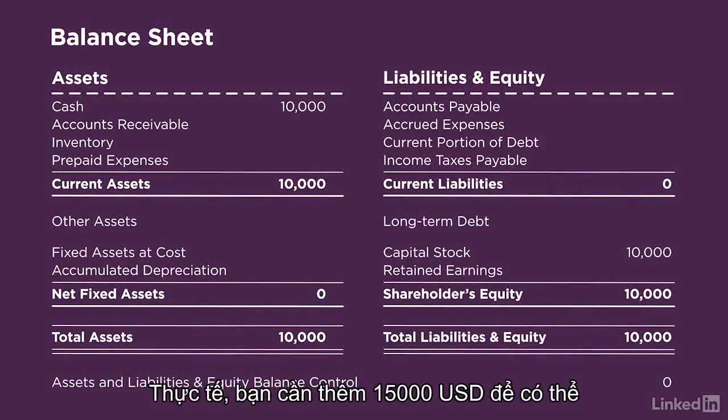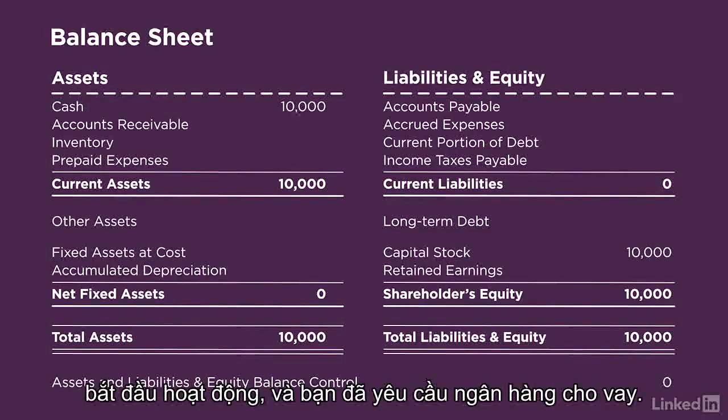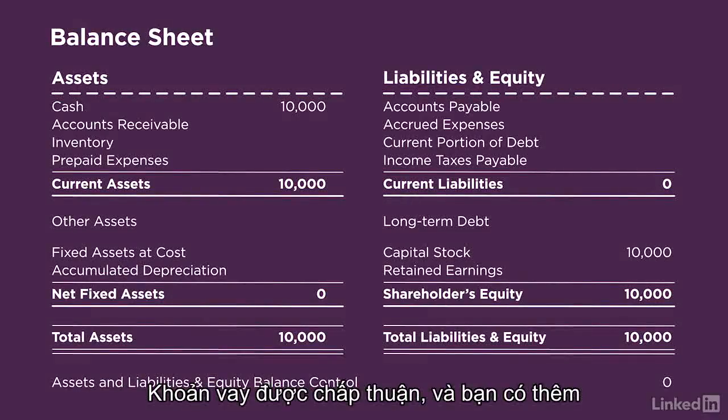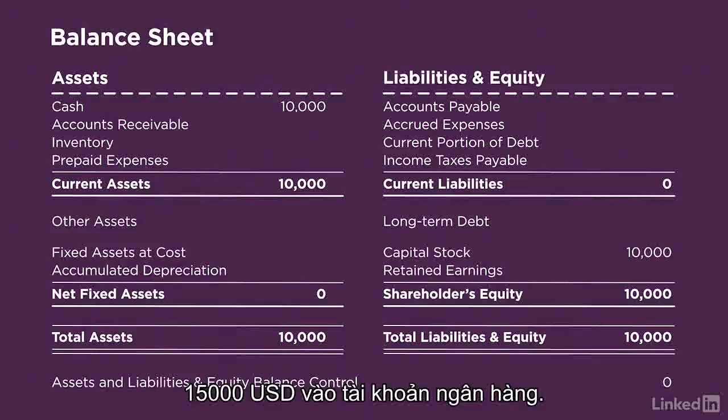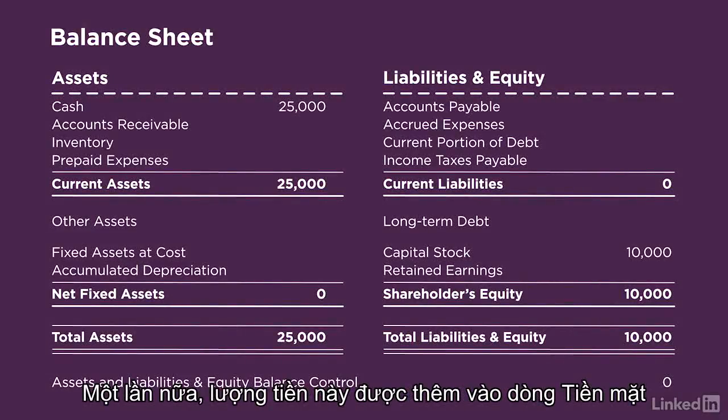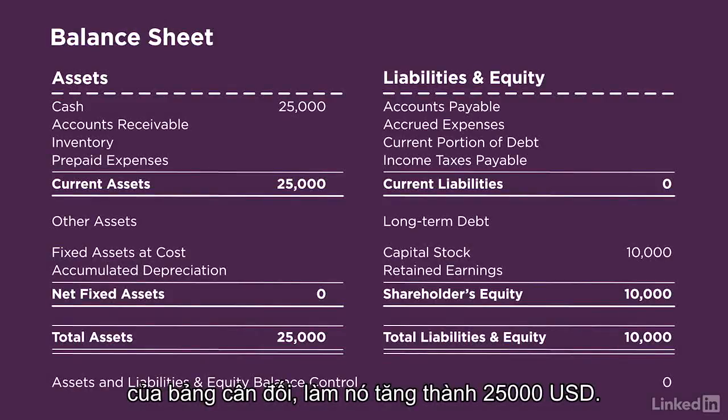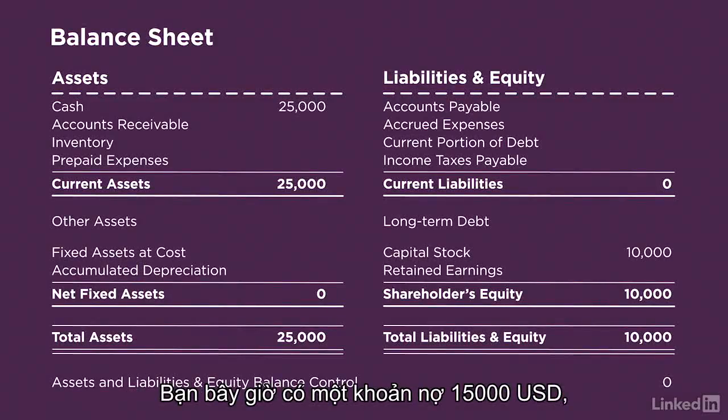You actually need $15,000 more to start your operations and ask the bank for a loan. The loan is granted and you get $15,000 more on your bank account. Again, this gets added to the cash category of the balance sheet, totaling now to $25,000. You now have a new debt of $15,000 and need to add it to the liabilities side.